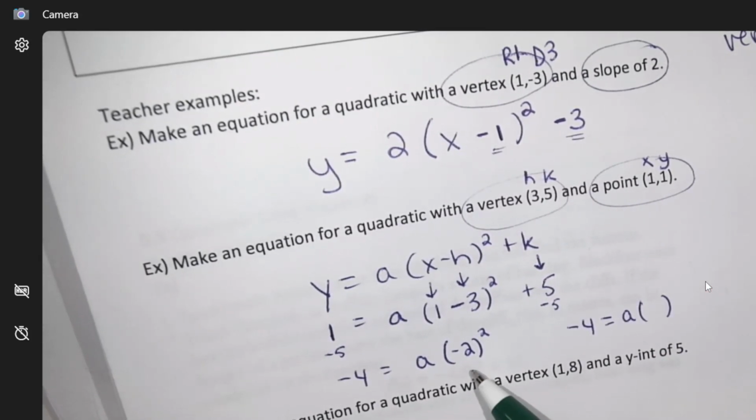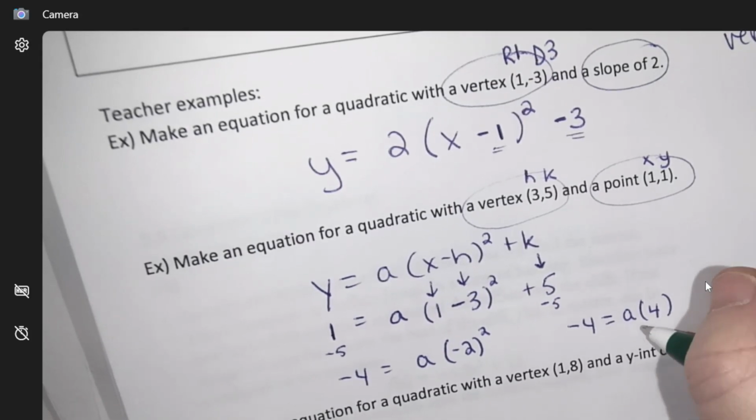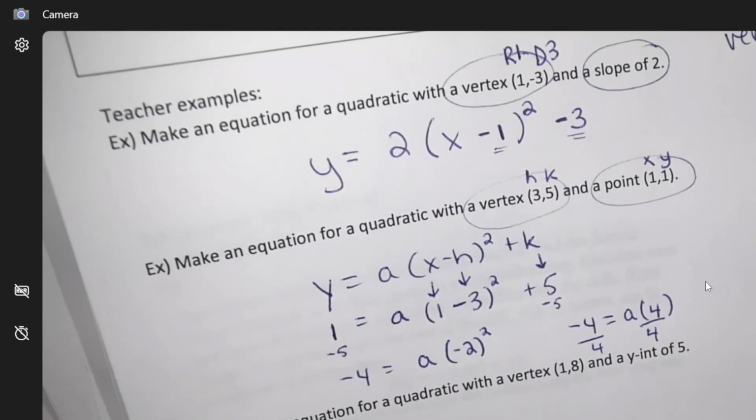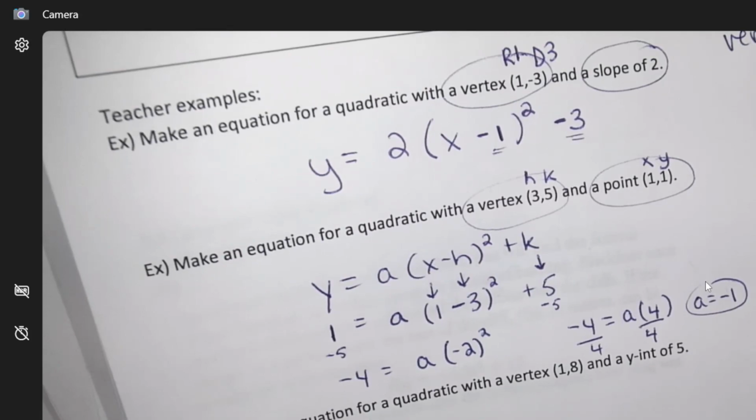Okay, now I'm going to do this number. What is negative 2 squared? Anything you square is positive. Now algebra, I'm going to divide by 4, and I'm going to get a negative 1 for the slope.